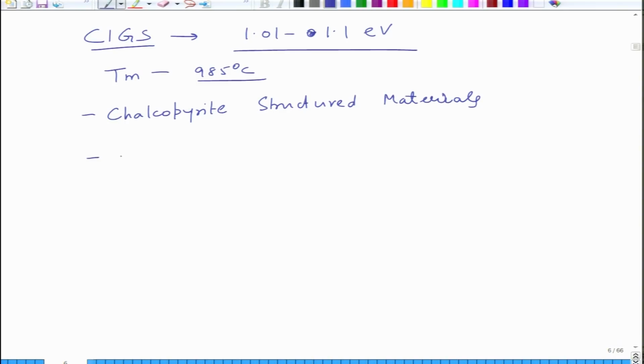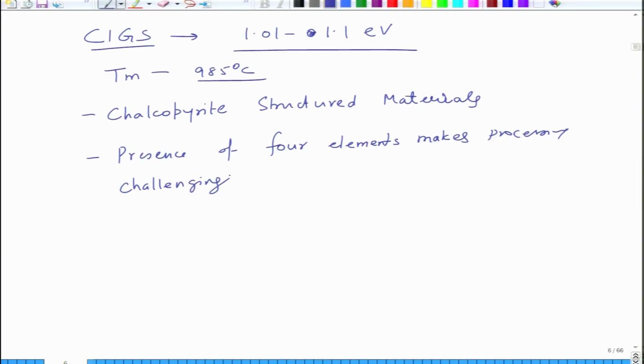The presence of 4 elements makes processing challenging because the phase diagram is complex. Generally we look at a phase diagram. In the context of CIS, we generally look at a pseudo binary diagram between Cu2Se and In2Se3.